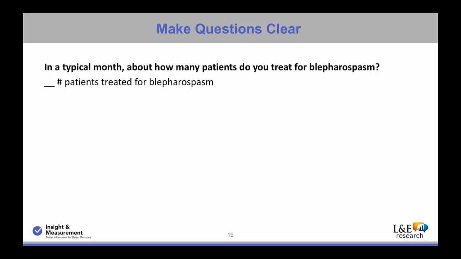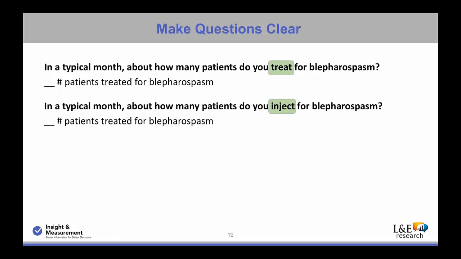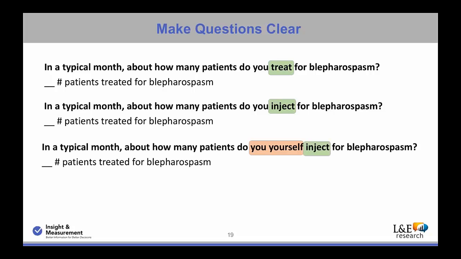So the better way to ask that question would be, in a typical month about how many patients do you inject for blepharospasm. So it's the concept, treat versus inject. Those are different concepts. And this is why we have to be really obsessive about this. But actually, that's not good enough. In a typical month, about how many patients do you yourself inject for blepharospasm? And then you get what you want. We made that switch, and that improved things. But it just goes to show how easy it is to have a term or a concept that means one thing to the respondent and another thing to us.